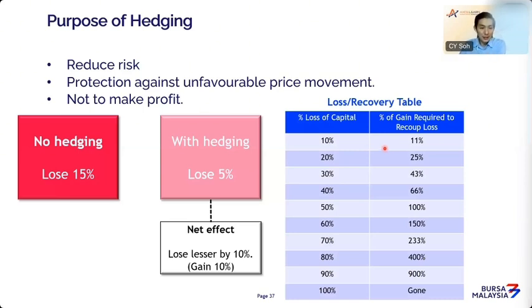So again, if we move down, you can see if you lose 10%, 30% in your portfolio, you need to make 43% in order to recover back all of your previous losses. If you lose 50% in your portfolio, you need to make 100% to recover your overall portfolio back to the original level. So you can see with hedging, you lose less by 10%.